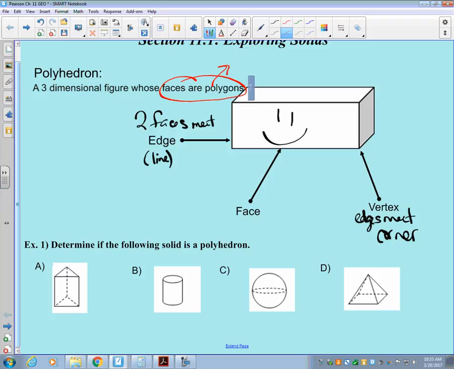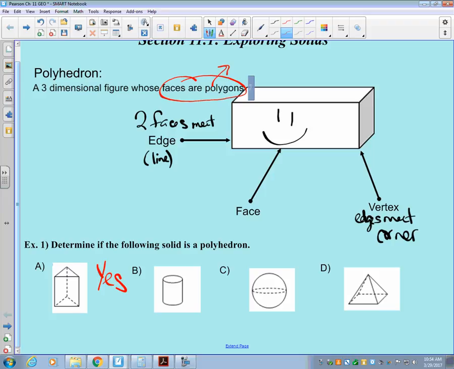So we're going to look at A. A is a triangular prism. It's called a triangular prism because the top and the bottom are triangles, and it's connected by a set of rectangles around the sides. Is this triangular prism a polyhedron? Your answer, you have a 50-50 shot. It is because all the sides, the 3 rectangles around the side, are polygons, and the triangle on the top and the triangle on the bottom are also polygons. So all the sides are polygons, so it gets to be a polyhedron.